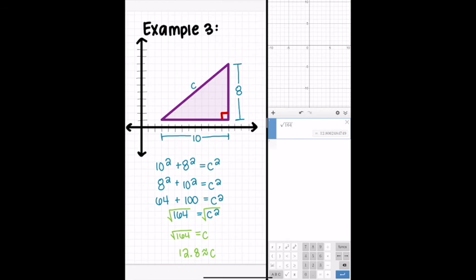That's just a quick review of the Pythagorean Theorem, and in case you weren't aware as we've been going along, anytime you have something squared, 10 squared, that means 10 times 10. 8 squared means 8 times 8. I'm pretty sure you were aware of that, but just wanted to remind you in case you had forgotten.